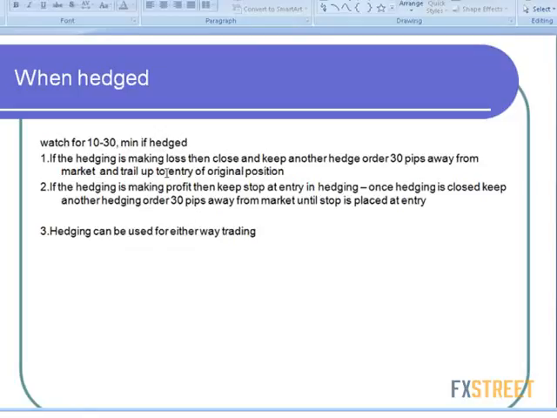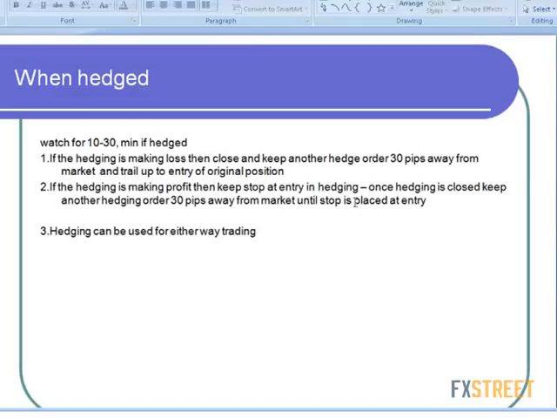That is, if the hedge is making loss for 10 to 30 minutes, that means they filled it during the stop point. So automatically, they are expected to drop further down. In such a case, close the hedging with a nominal loss of 1 or 2 pips and try to book profit on the downside move when you are holding a sell position.